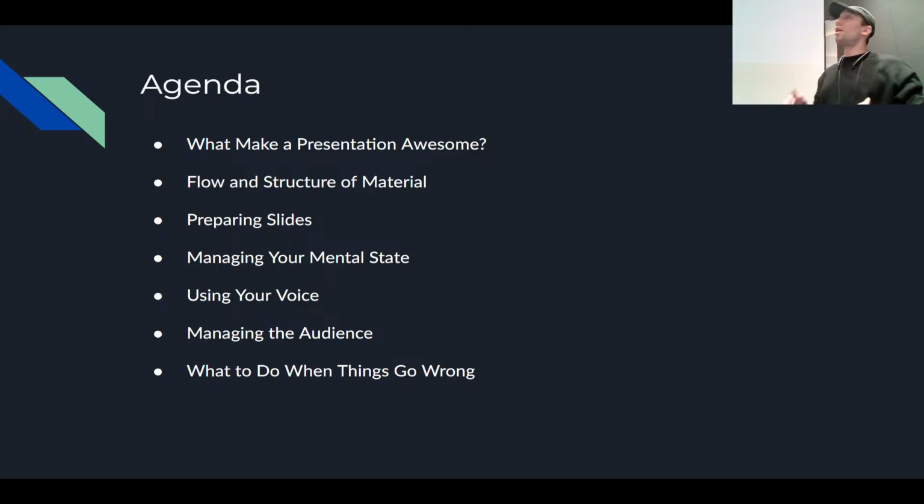So we're going to go over what makes a presentation awesome. We have this goal of doing an awesome presentation, but what does that mean? We'll start with the definition. Following that, we'll go over the flow and structure of a presentation, how to make sure that things make sense as you go through it. Following that, we'll talk about actually preparing slides, if you need to prepare slides. You don't always need to. Following that, we'll go over your mental state. If you're someone who gets nervous speaking in front of people, or you're afraid that you'll lock up, or that you'll make a totally weird grammar error at the very beginning of a presentation, we'll cover how to handle that.